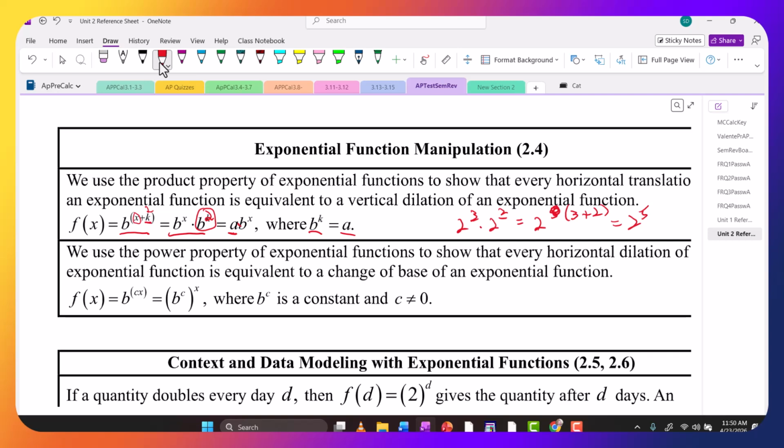What does this horizontal translation turn into? A vertical dilation of some sort, depending on if that number is greater than 1 or less than 1, in between 1 and 0, I should say. And then this is just the usage of the, let's use x. X to the third raised to the second. You multiply those exponents. 3 times 2, so that's x to the sixth.